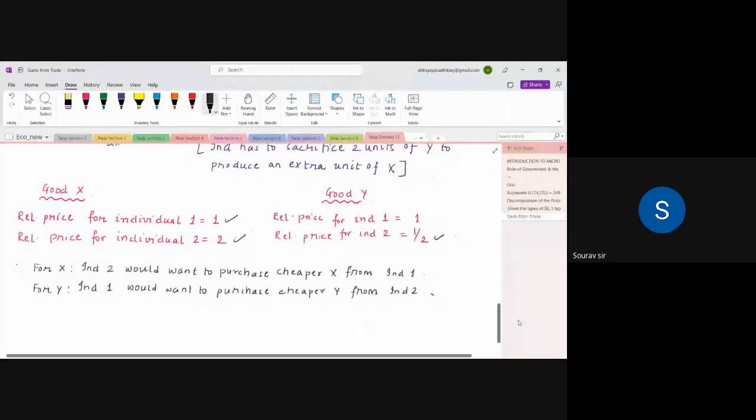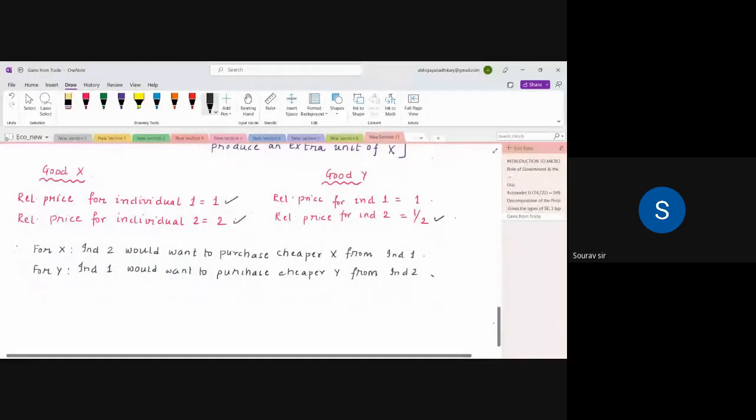Therefore, the pattern of trade that we can see from here is that if I can just draw a small diagram, maybe individual 1 over here, individual 2 over here. Individual 2 would buy X from individual 1 and individual 1 would buy good Y from individual 2. This is the pattern of trade between the two individuals.